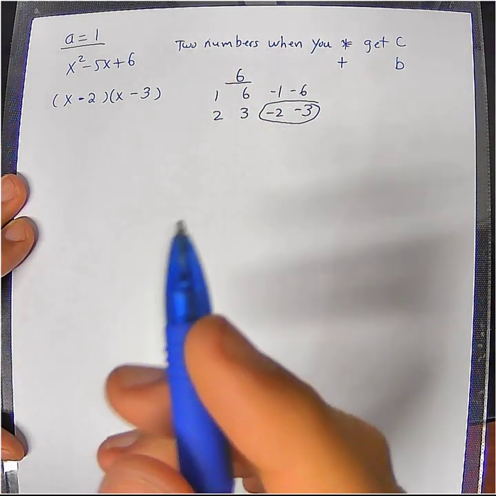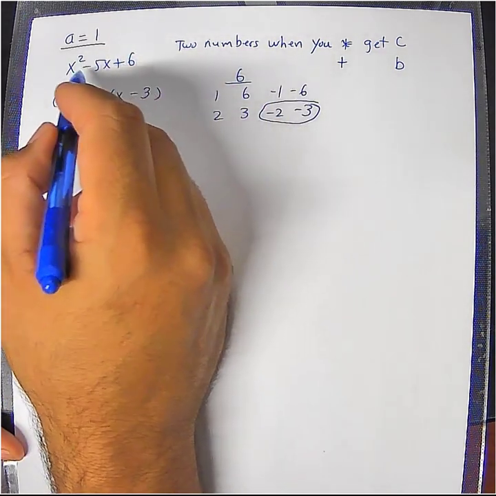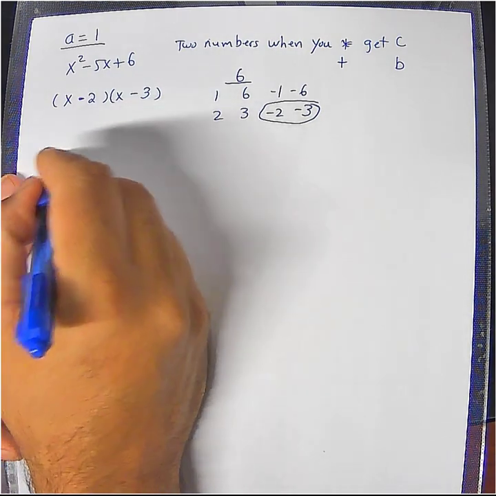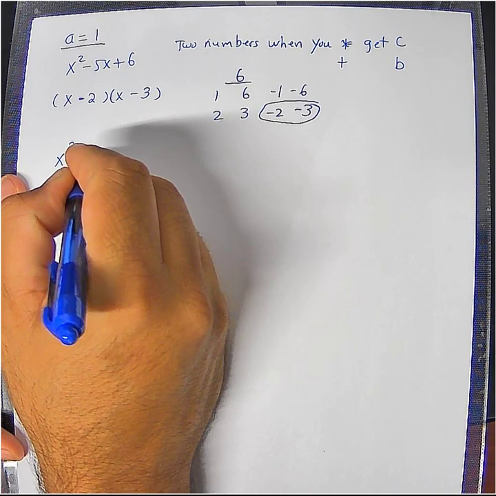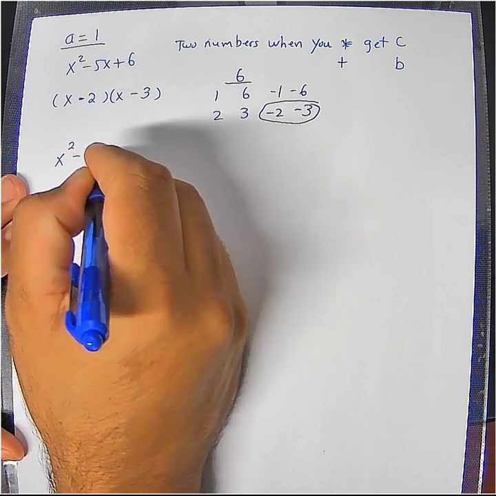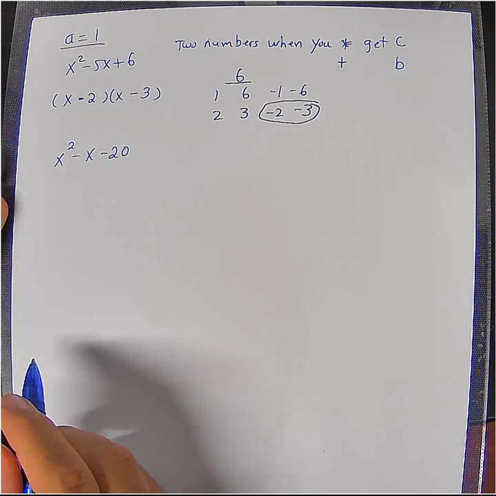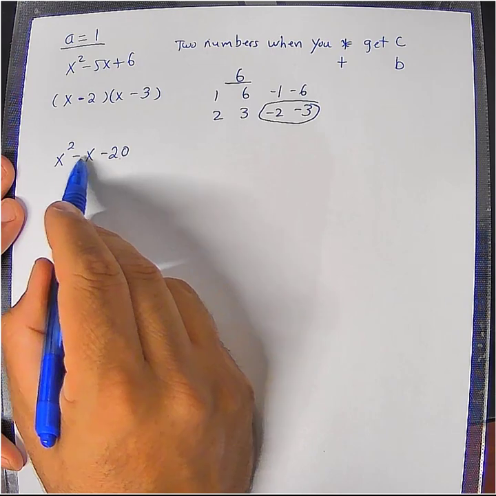Let me do one that has a positive here and a negative there. So let's do x squared minus, you know what, let's do minus x minus 20. It really doesn't matter. Again, it's the same process. Two numbers you multiply give you negative 20, but add gives you that negative 1.